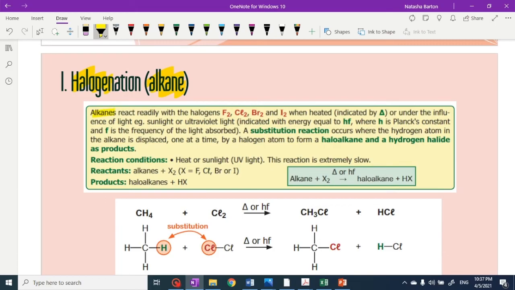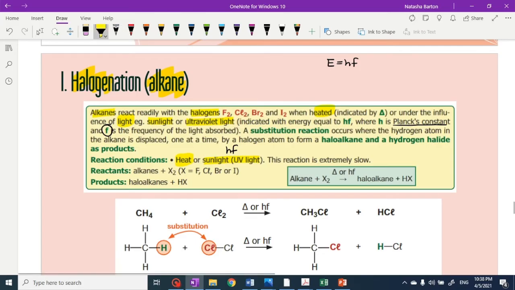They say alkanes react readily with halogens when heated or under the influence of light, specifically sunlight, because it contains UV light. So one of the reaction conditions here is heat or UV light. You're going to see that instead of writing down the word sunlight or UV light, we make use of the symbols h and f, where h is Planck's constant and f is the frequency of the light absorbed. So from grade 10 you might remember that E is equal to hf. So hf just tells us we are providing energy in the form of electromagnetic radiation, specifically UV rays.